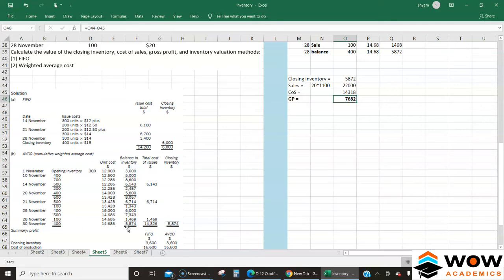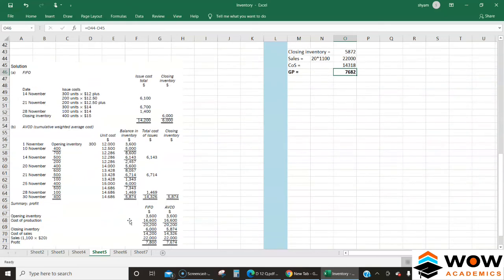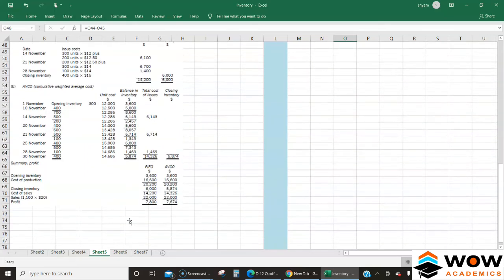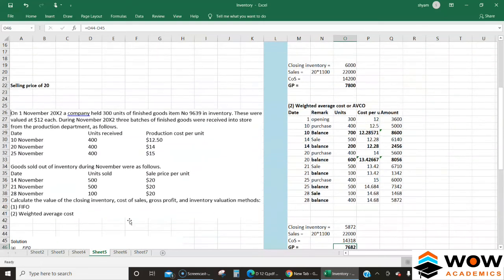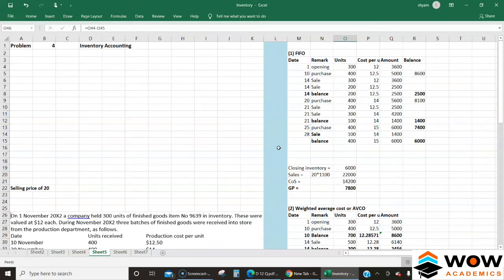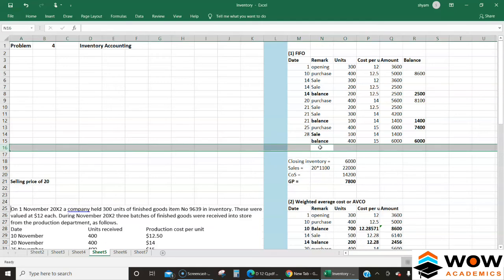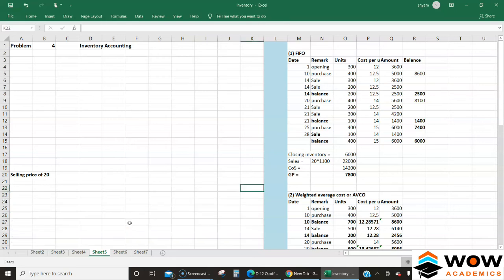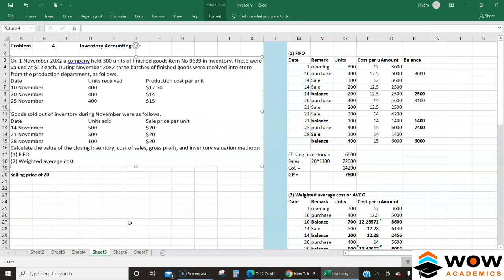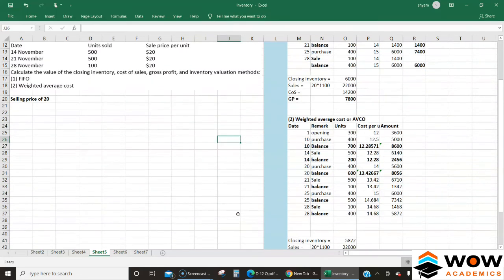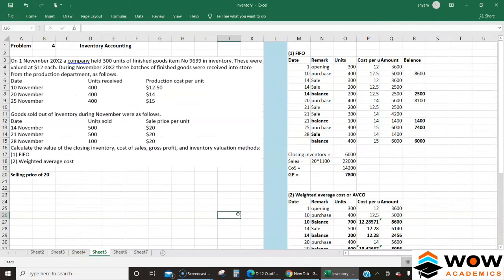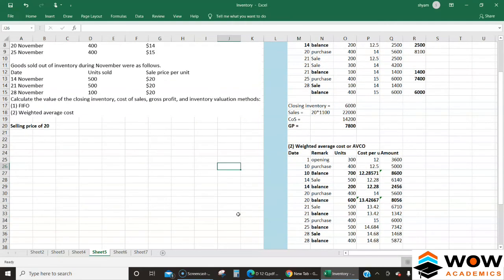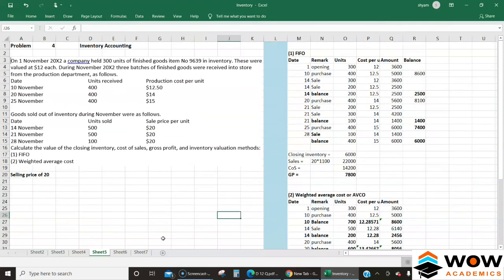What is the price? The price, I think they have not calculated in that manner. They have used some other different manner. So either way, we got a similar answer here. So that's about the problem here. We have done both FIFO and weighted average. So ensure that you are doing the balancing properly. If you're not doing the balancing properly, you won't get the answer. So ensure that alone you are doing it perfectly.